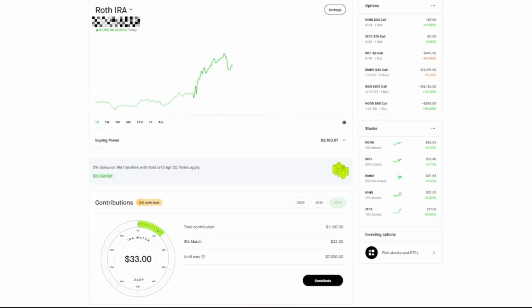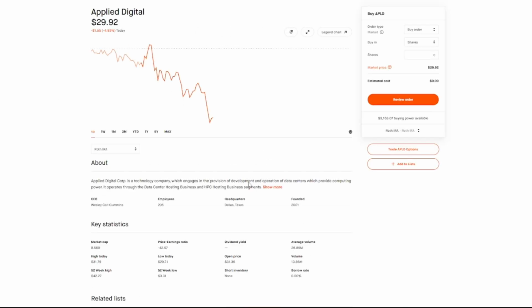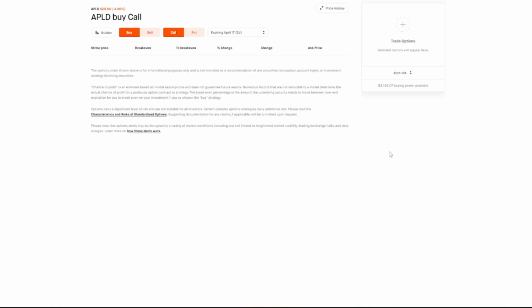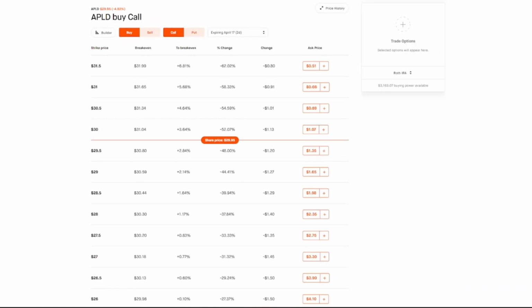So I'm looking at APLD, Applied Digital, and I'm looking to go out about a week and a half, something like that. I'm not looking to have this be a very long-term play. So once you get to the ticker here, I'm going to go ahead and trade APLD options. And in this case, we are selling a cash secured put, which means we want to come up to this and we want to sell a put.